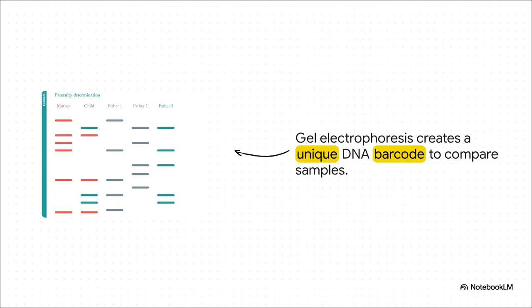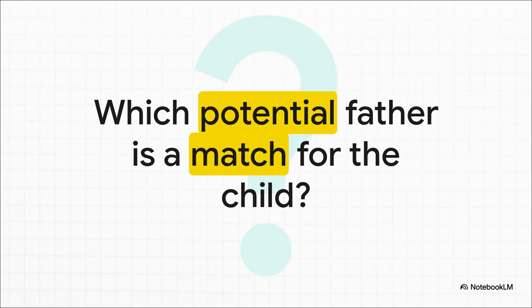But how do we actually work with and compare DNA samples? Well, a key technique is called gel electrophoresis. This process separates DNA fragments based on their size, creating a distinct pattern of bands for each individual, almost like a unique DNA barcode. This is absolutely crucial for things like forensics, genetic screening, and, as you can see here, paternity tests.